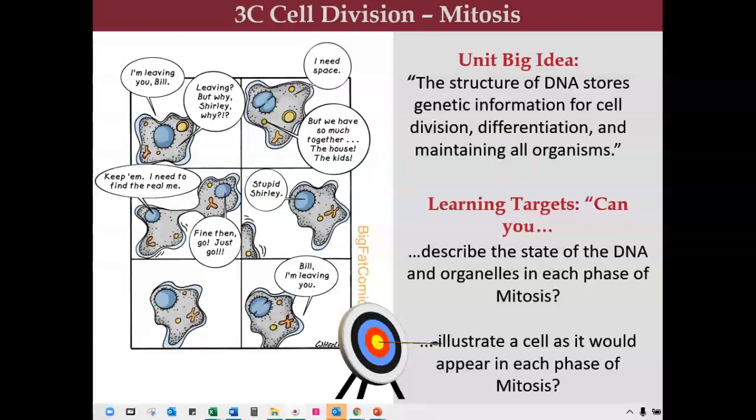Welcome back. For this lesson, we're going to be focusing on mitosis, which falls under the cell division portion of Unit 3. So we're going to be looking at 3C, keeping in mind that 3C has a big idea: the structure of DNA and how it stores genetic information for cell division, differentiation, and maintaining all organisms. In order for us to see that big picture, we're going to be focusing on two learning targets.